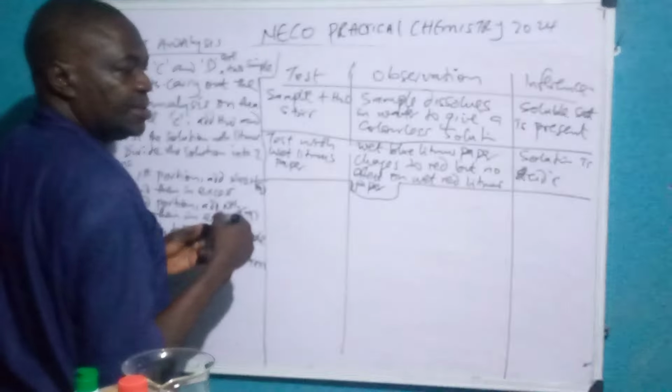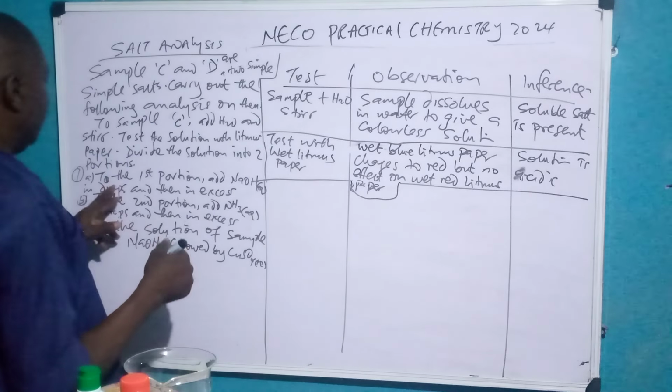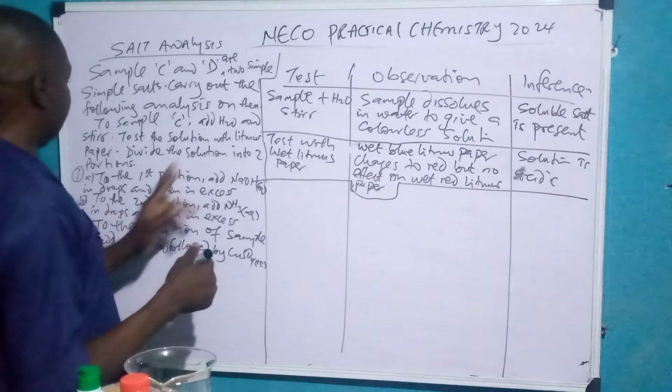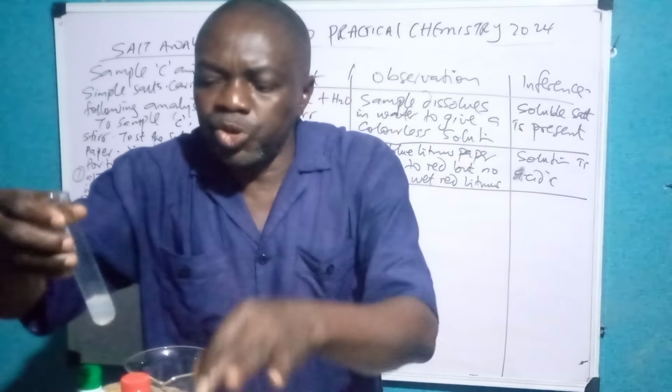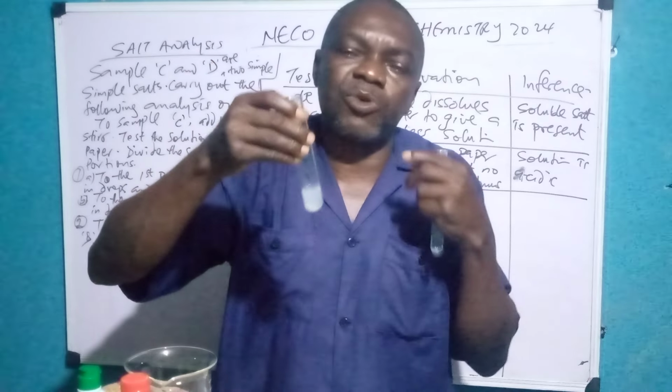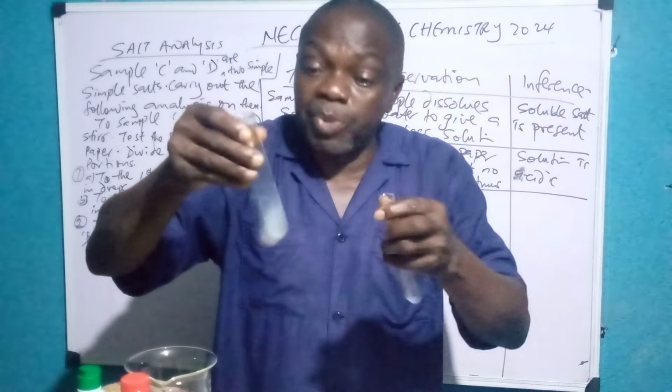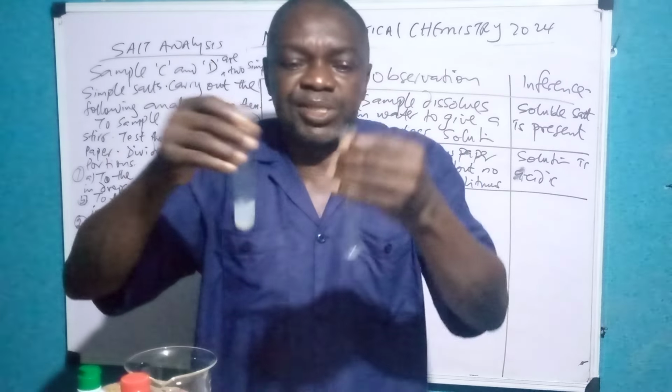So you are through with that. Then the next one, to the first portion, you say divide into two portions. You just take it like this. Divide into two portions doesn't mean you should share it equally, because the quantity you have is different from the quantity our last student had. So if it's like this, just put a little in two places, and you still have your reserve.